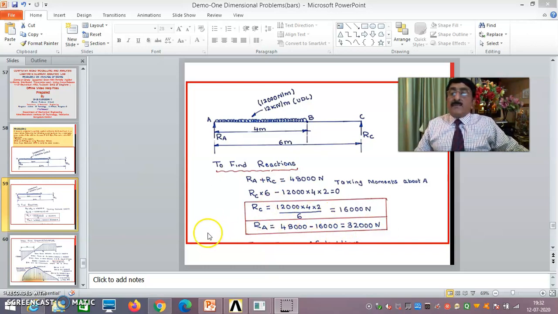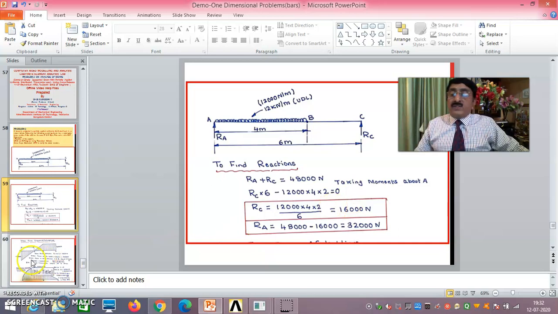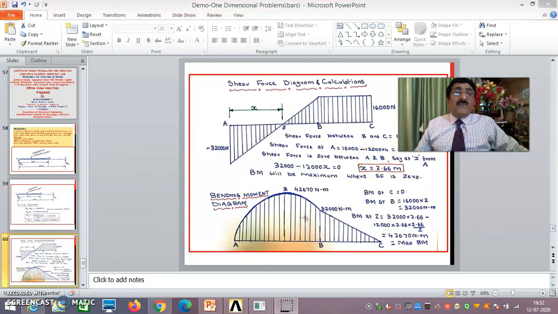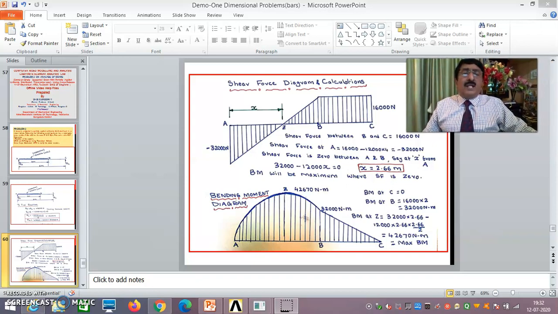Now you see here, you have found out the reactions. Now carefully analyze, because these are all elementary things you would have done already in strength of materials. But it is a sort of revision, and since it is very important from the subject point of view, you need to know the basics also. In so many interviews they'll ask you the concepts. See here, for bending moment and shear force diagrams, I'm telling you how to do it.